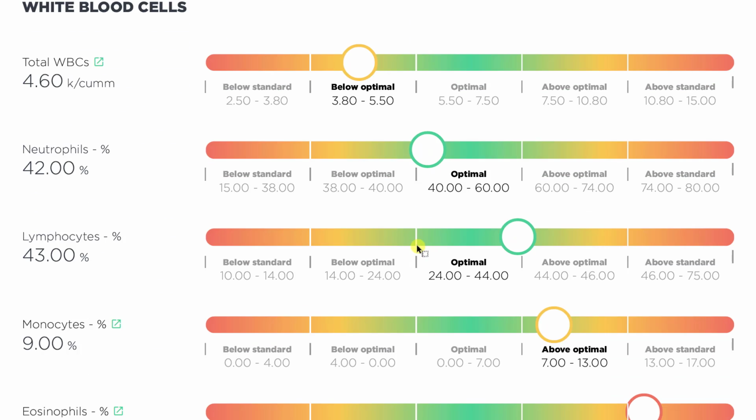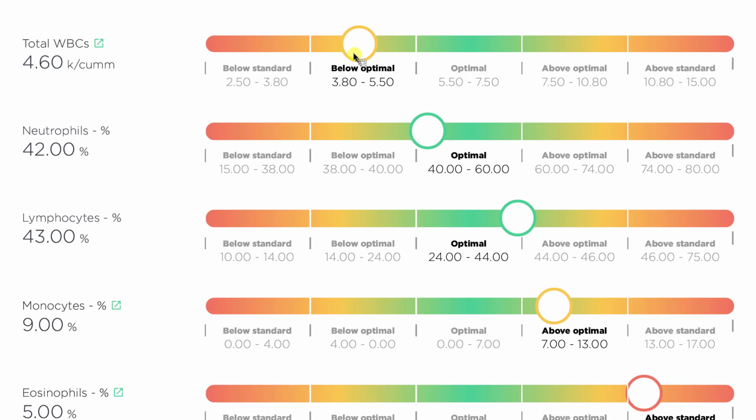analysis. Finally, looking at your white blood cells, your total white blood cells are low. When they're chronically low, or when they're low like this, which optimal would be 5.5 to 7, when they're 4.6, this would indicate that you've been fighting something for some time. Now, your total white blood cells indicate total immune power, and definitely it looks like it's suppressed here.